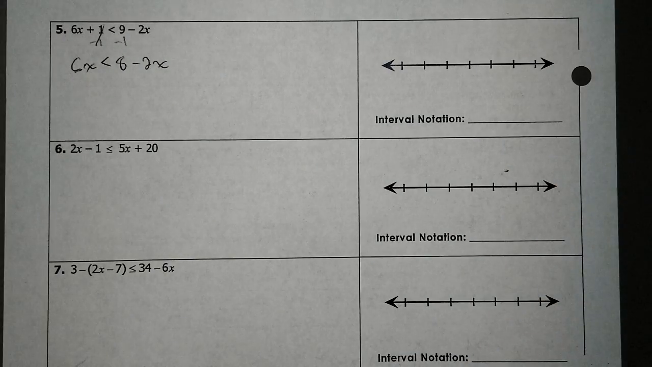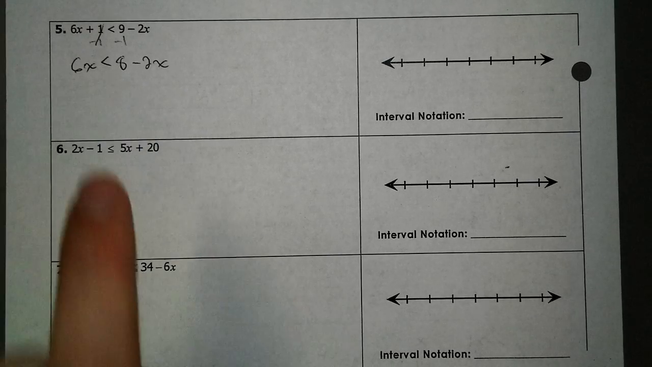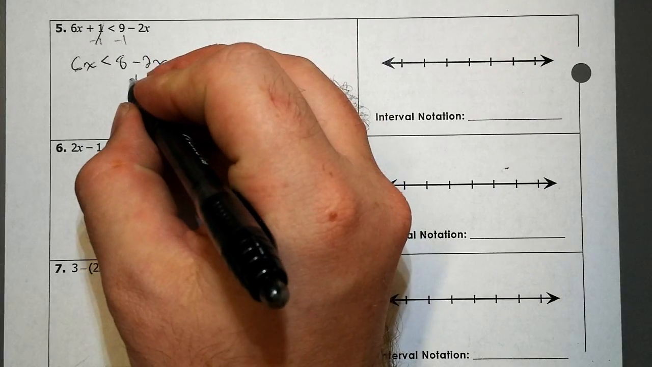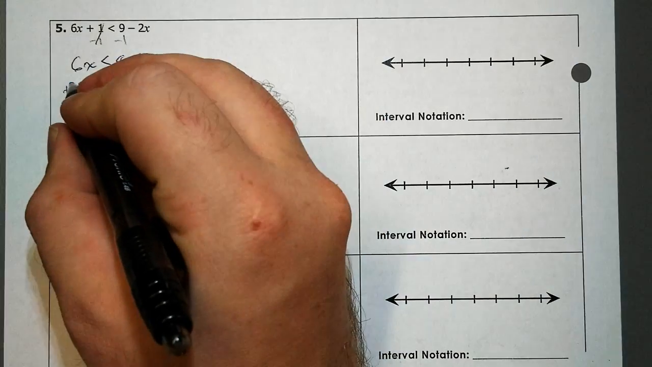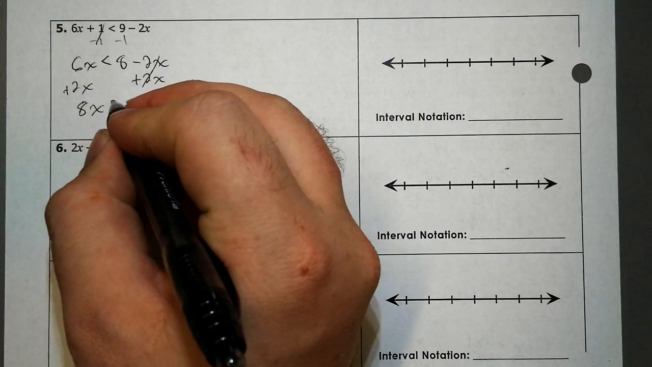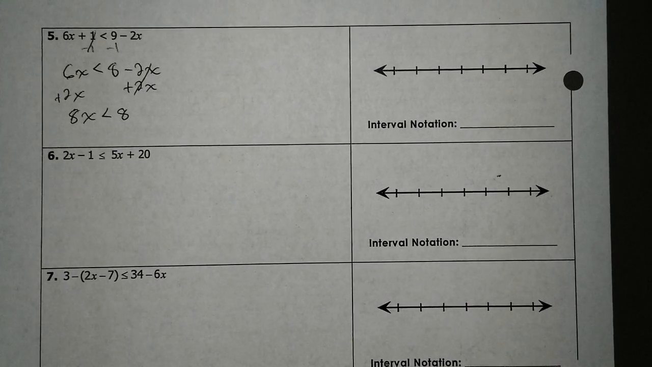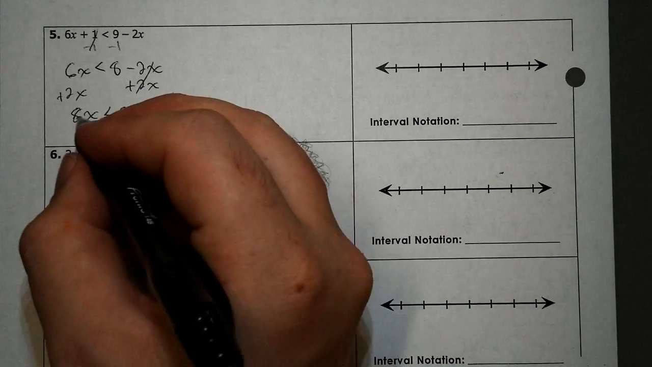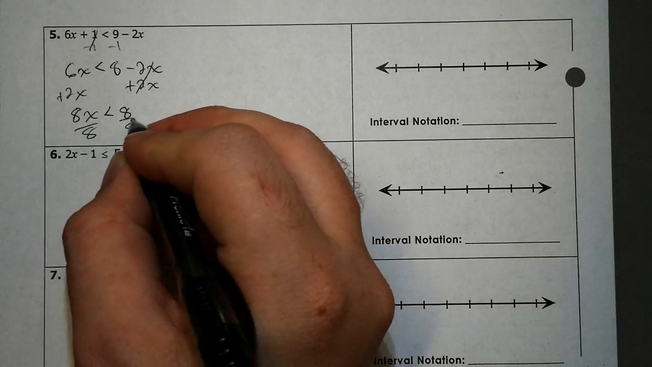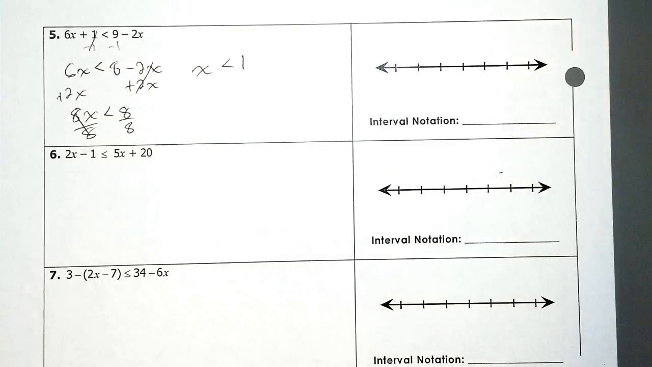Now, I have my regular numbers on the right. I need to move my variables to the other side. So, add 2x. Those cancel, and I'll get 8x is less than 8. From here, last step, divide. Divide by 8, divide by 8. And x is less than 1.